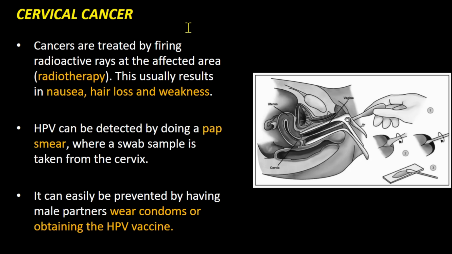So cancers are treated by firing radioactive rays at the affected area. This is called radiotherapy, and this usually results in nausea, hair loss, and weakness. HPV can be detected by doing a pap smear, where a swab sample is taken from the cervix. It can easily be prevented by having male partners wear condoms or simply obtaining the HPV vaccine.